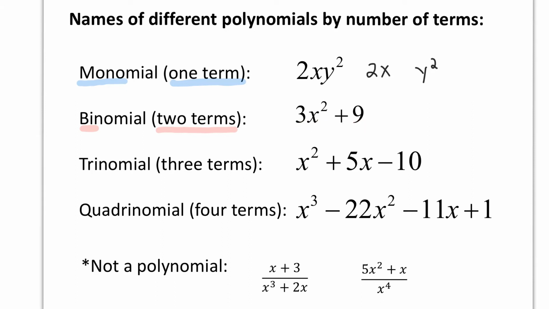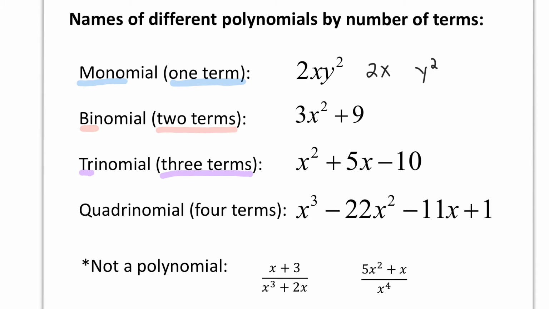You also have a trinomial. A trinomial is when you have 3 terms, and you can see the root word tri right here, which means 3 terms. This is what it looks like: x squared plus 5x minus 10. This is one term, this is the second term, and this is the third term. You have a plus and a minus in between. So x squared plus 5x minus 10. Trinomial.